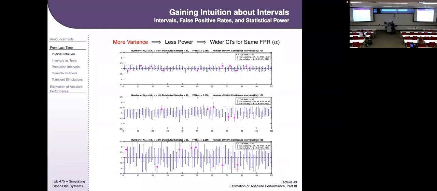So any questions about confidence intervals? About all of these properties here and how they relate to things like t-tests?